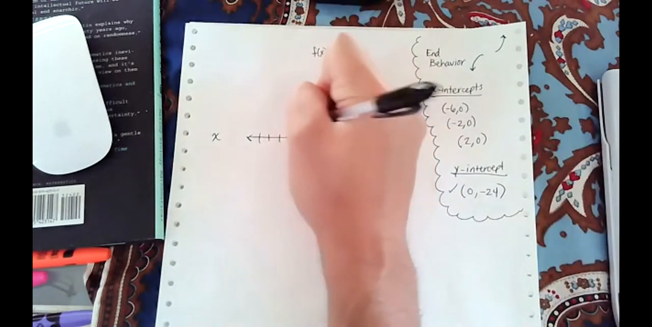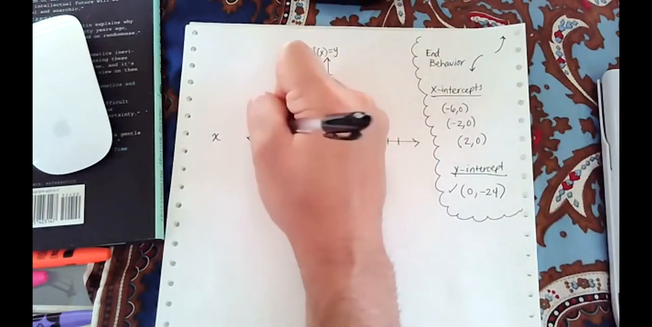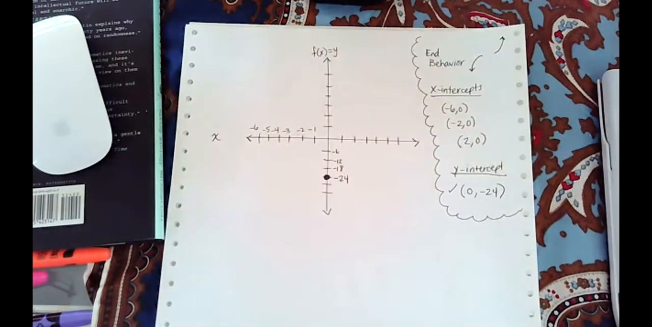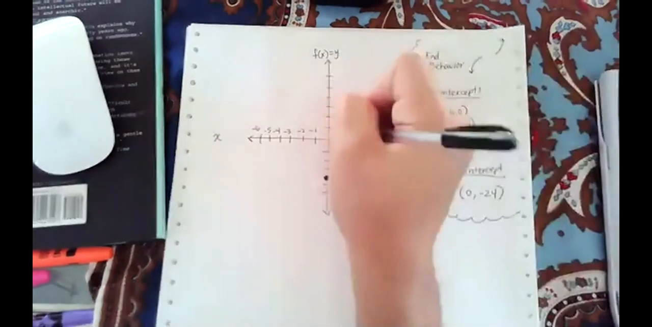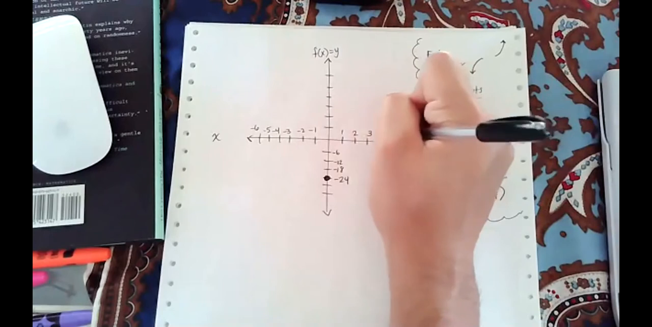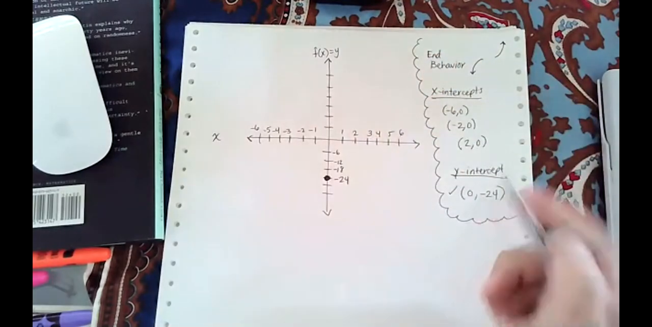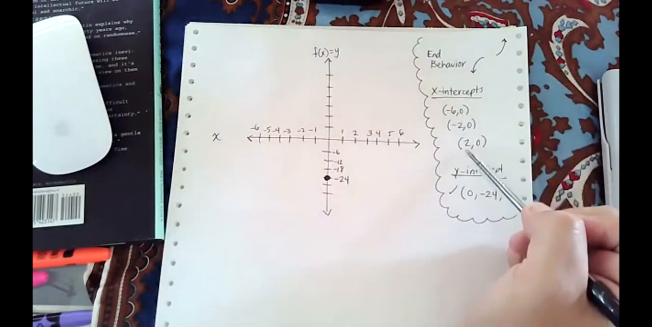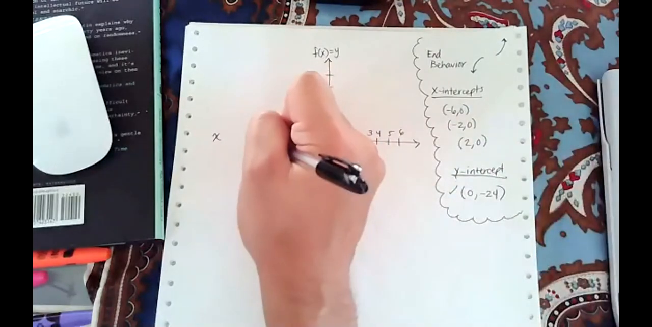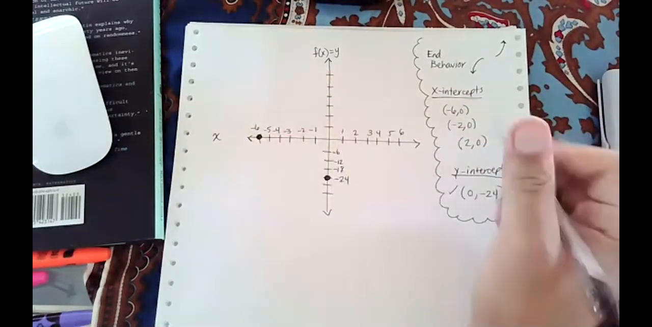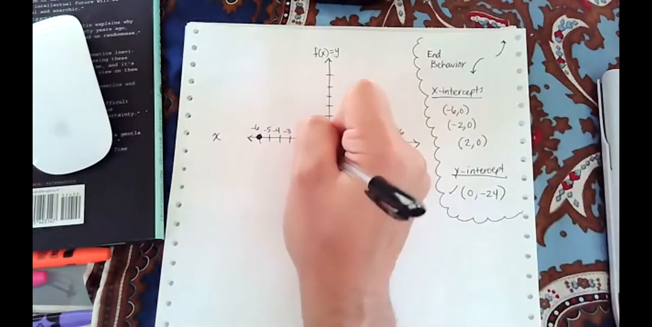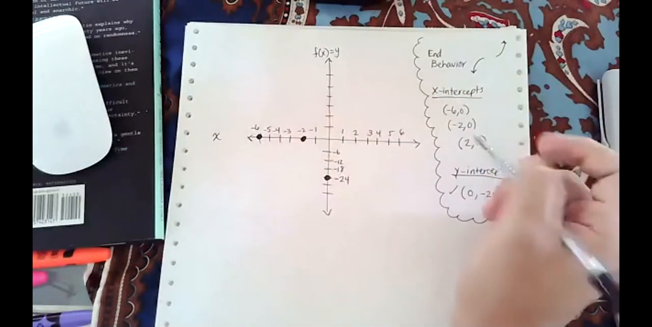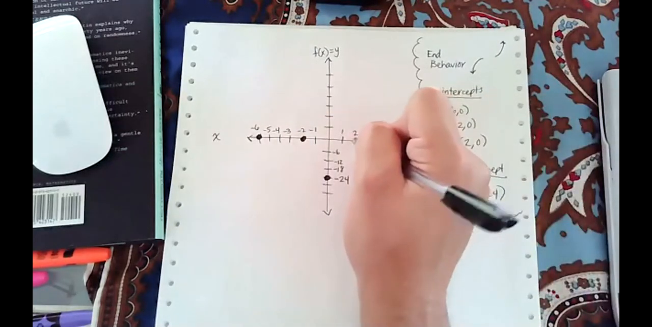Negative 1, negative 2, negative 3, negative 4, negative 5, and negative 6 is out here. We have 1, 2, 3, 4, 5, and 6 out there. And we just need to be able to plot these points, right? Negative 6 and 0 would be all the way out here. Negative 2 and 0 would be right here. And 2 and 0 is here.